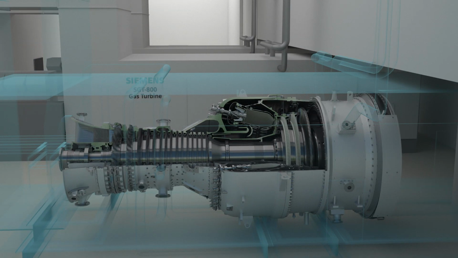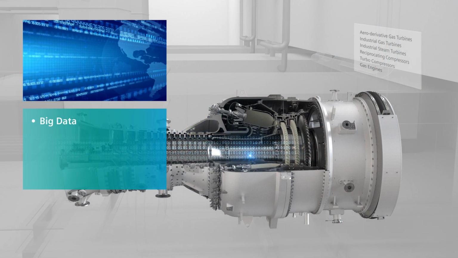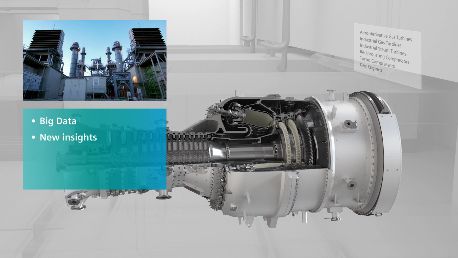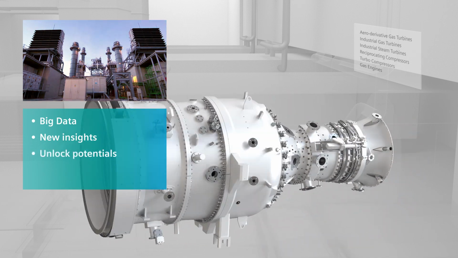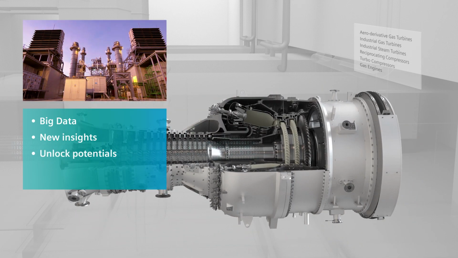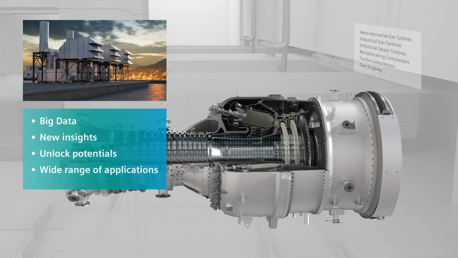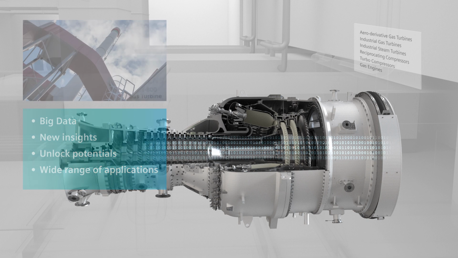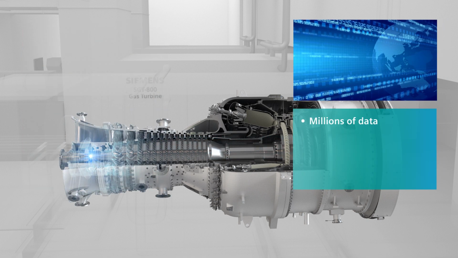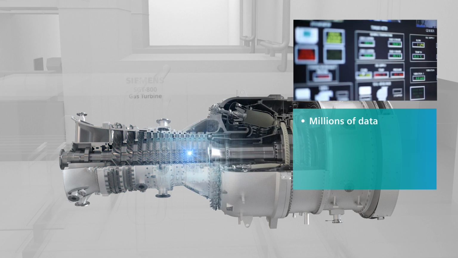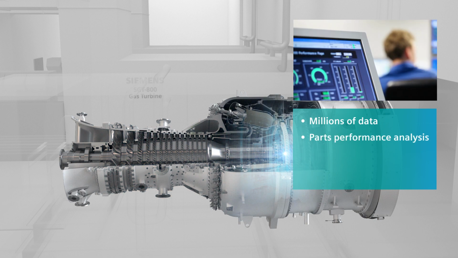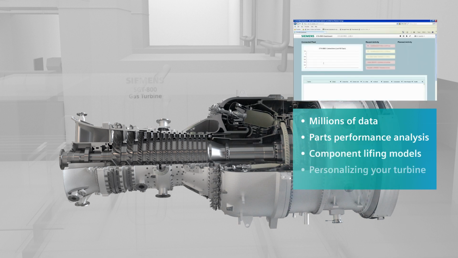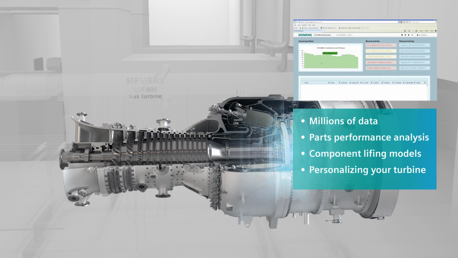But by fully utilizing big data management, we can gain new insight into what is happening within the assets that we previously could not see and unlock potentials like never before. Regardless of whether you have a standalone, simple cycle gas compression train or a gas and steam turbine combined cycle. By leveraging these millions of data sets of operation and combining them with parts performance analysis and advanced component lifing models, Siemens is able to personalize your rotating equipment maintenance like never before.